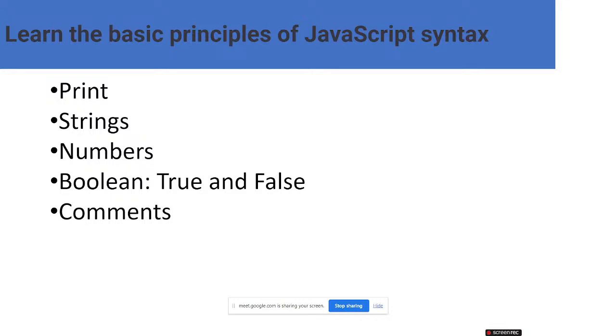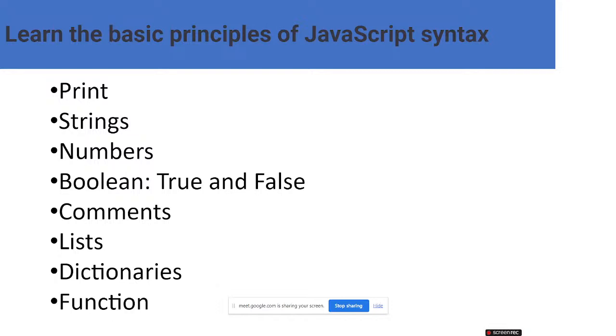Okay, so now continue. First comment, and then you can also see the list. List is also common for all of those programming languages. When you need to make a list about anything, such as a country list or a number list, you can easily create the list. As well as a dictionary. Dictionary is also common for any programming language. Then also function. Function is also common for any programming language.